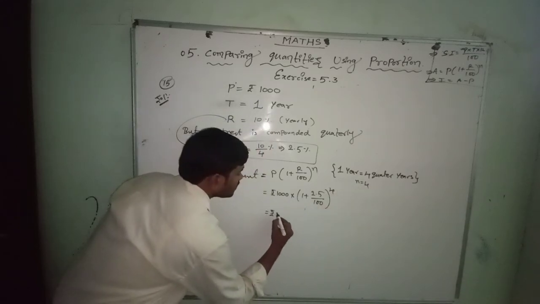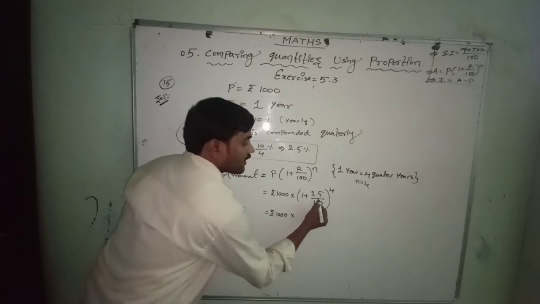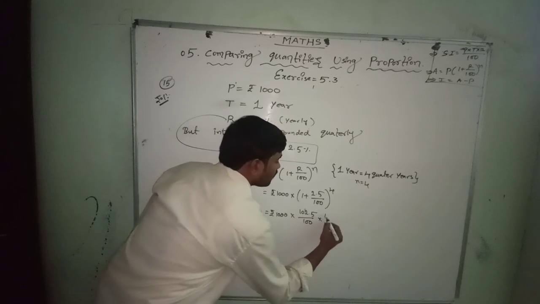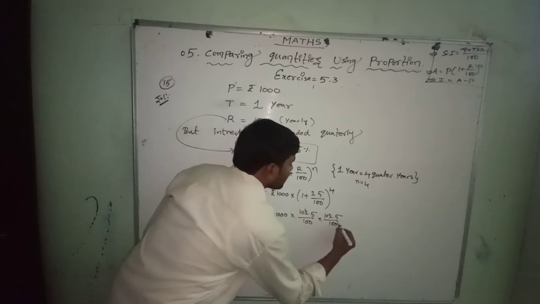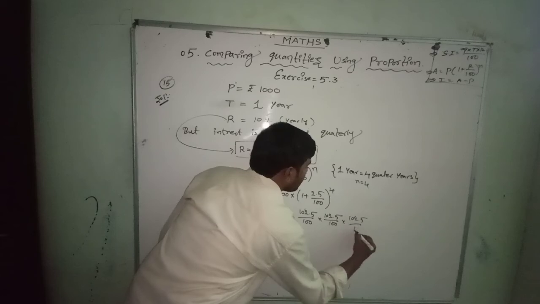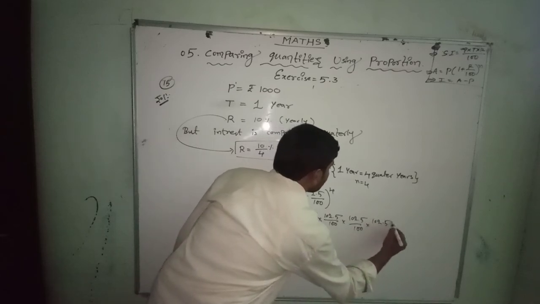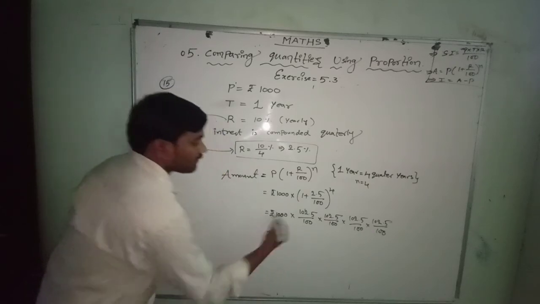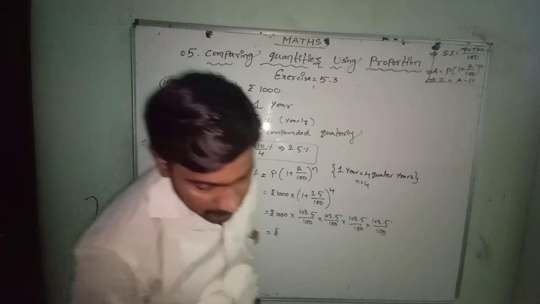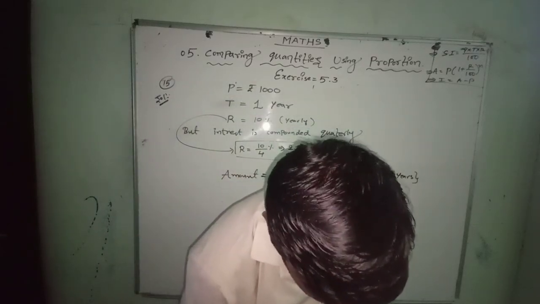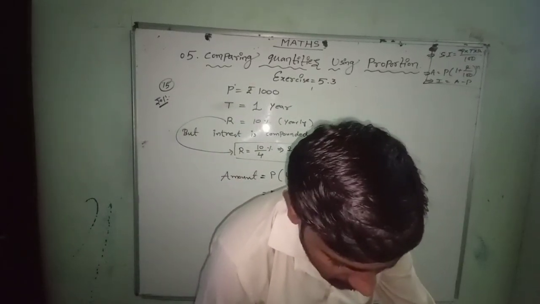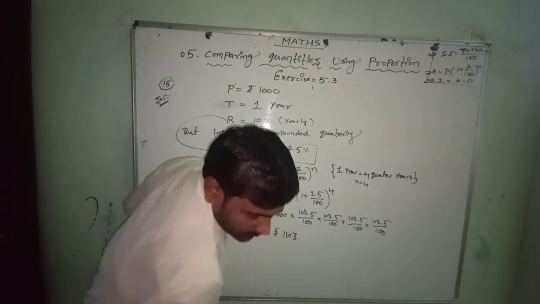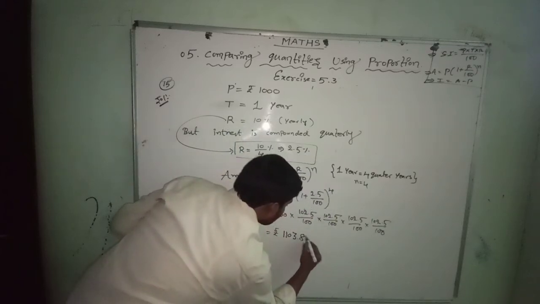So we write rupees 1,000 into 102.5 by 100 into 102.5 by 100 into 102.5 by 100 into 102.5 by 100, because it is 4 times. Now when you multiply all this, you will get 1103.81.